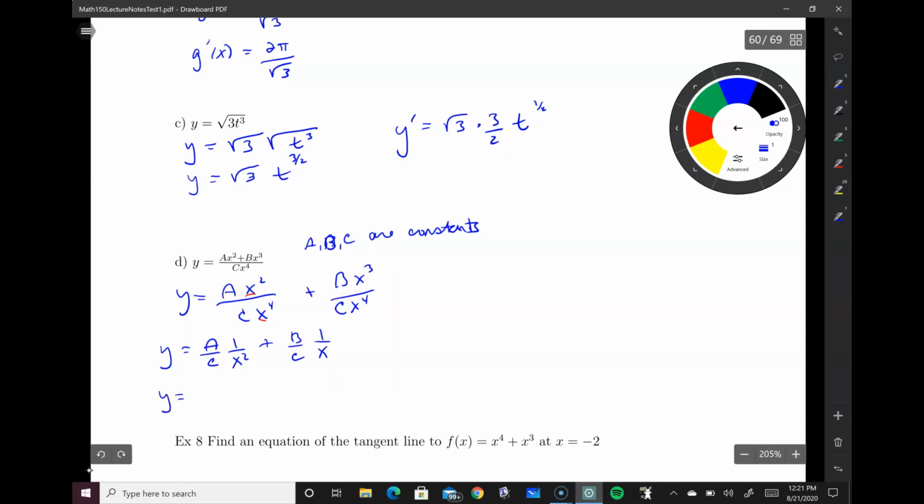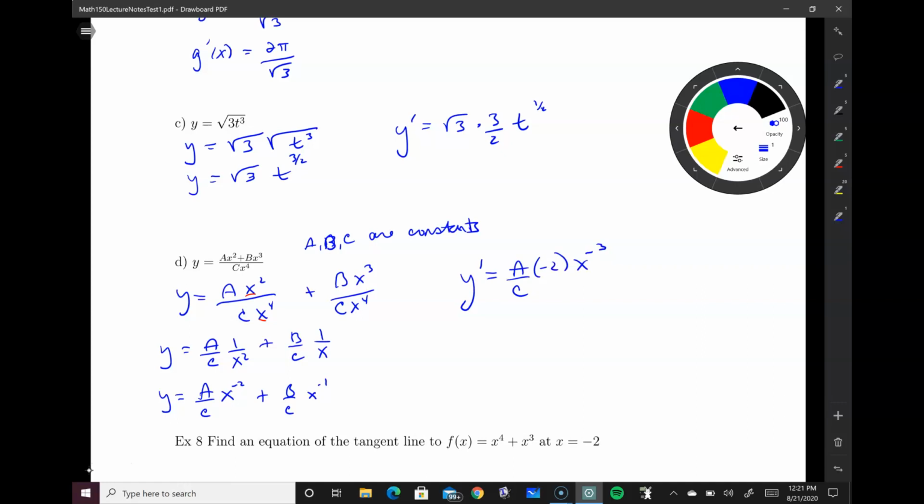Taking one more step, it's up to you how many steps you want to take, but rewriting x to a power is a necessary thing. So if you can get there quicker, great. I'm just going to take a couple of steps to make sure. Now I can find the derivative. A over c is a constant that carries along. I bring down the negative 2, and I subtract 1 from the exponent, getting negative 3. Then I carry this b over c along, and I'm multiplying by this negative 1 in the front. So I get negative b over c, x to the negative 2.